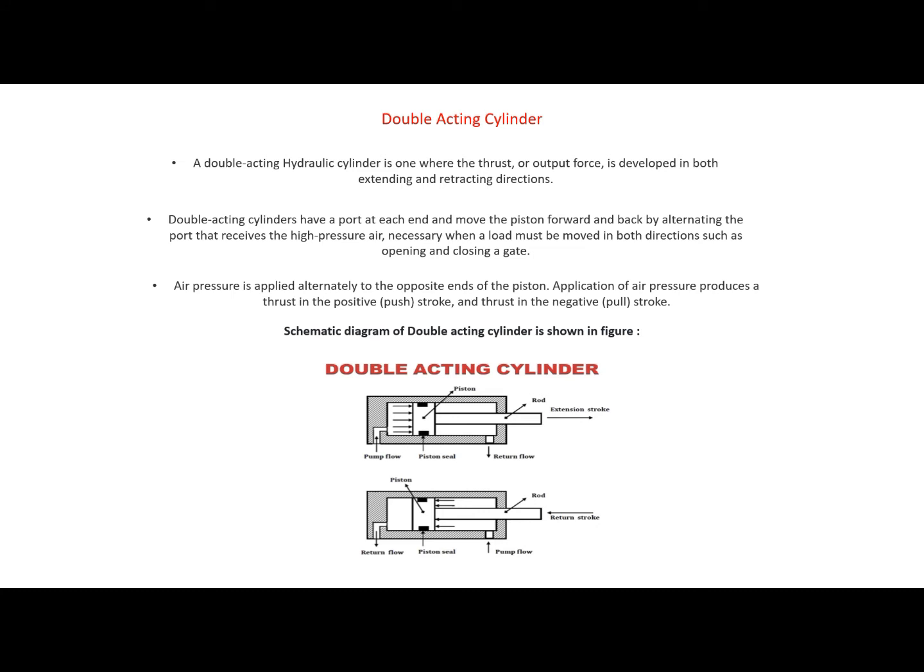Now we're moving on to the double acting cylinder. Double acting cylinders have a port at each end and move the piston forward and back by alternating the port that receives the high pressure air. This is necessary when a load must be moved in both directions, such as opening and closing a gate. The figure below shows the schematic diagram of a double acting cylinder.